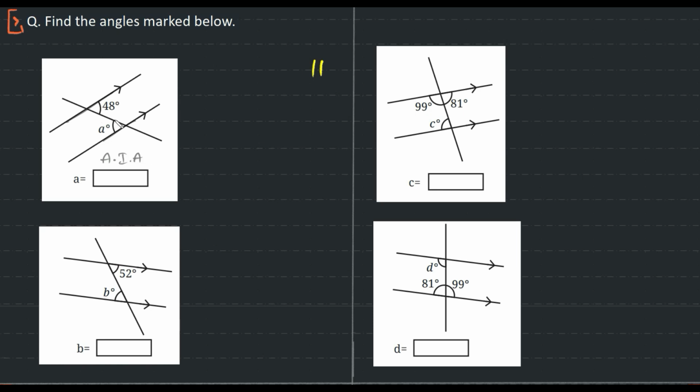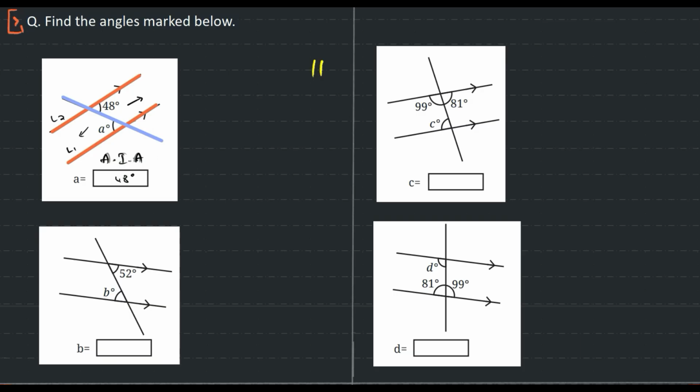They are alternate interior angles, right? So you have parallel lines. You have a transversal line. And one of the angles is with, say, line 1. The other angle is with line 2. One is to the left, another is to the right, thus making them an alternate interior angle pair. And so A will be equal to 48 degrees.